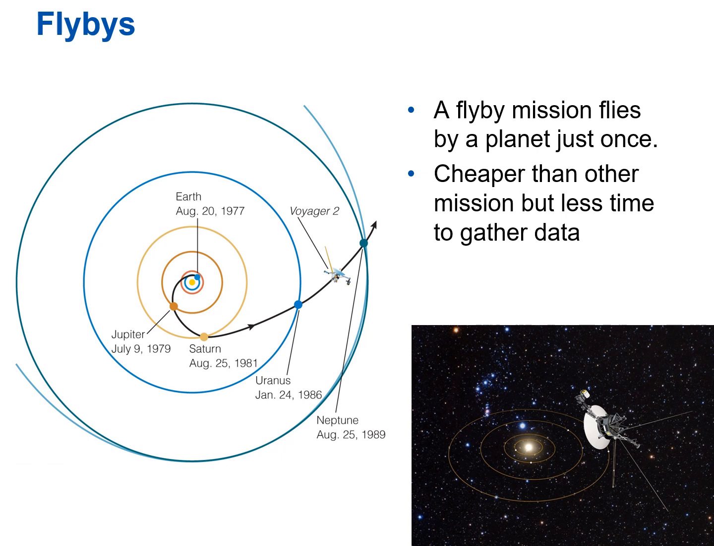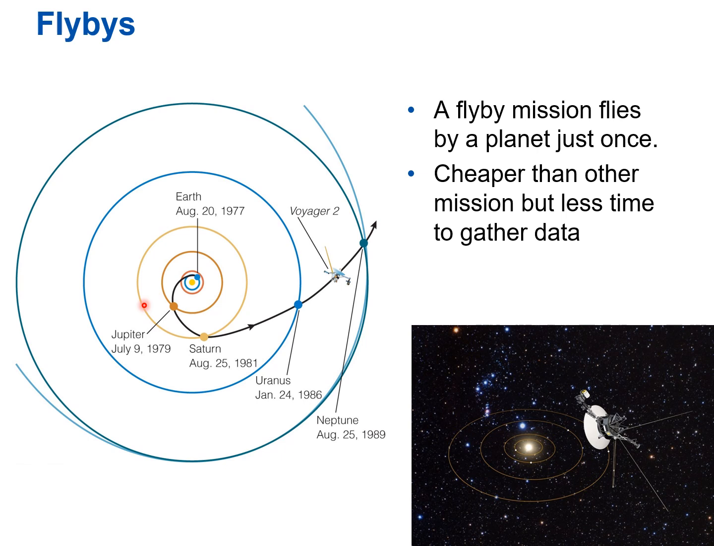Now, a good example is the Voyager 2 spacecraft. Here you can see its trajectory. It launched from Earth in August of 1977. Its mission was to do close studies of Jupiter, Saturn, Uranus, and Neptune. And so it launched from Earth and it made its way to Jupiter. And you can see about 2 years later, it got to Jupiter.